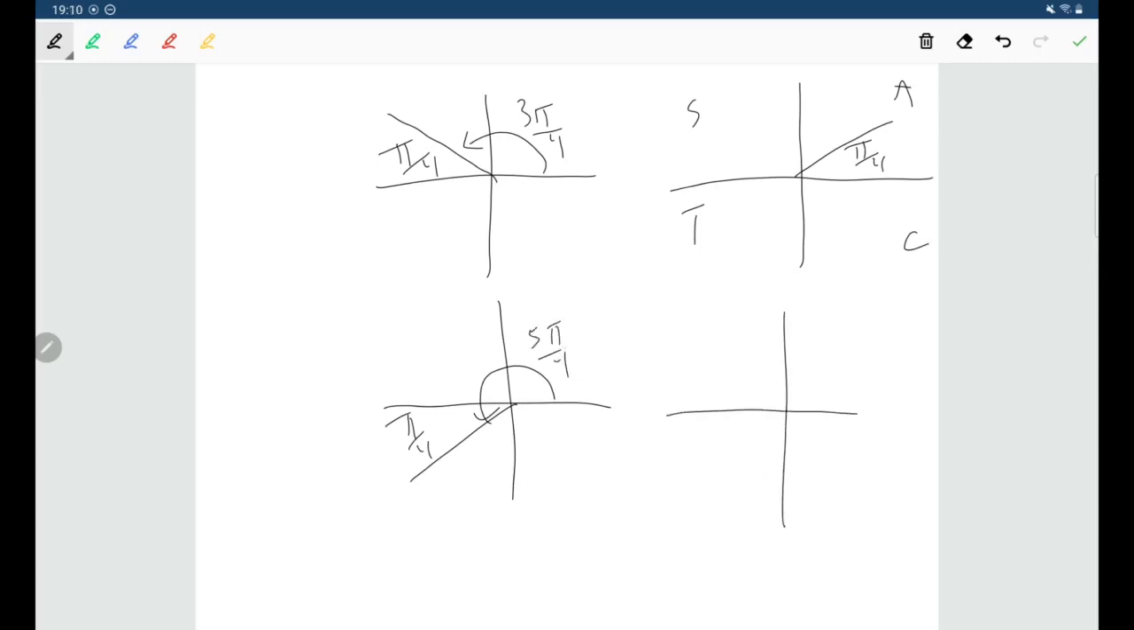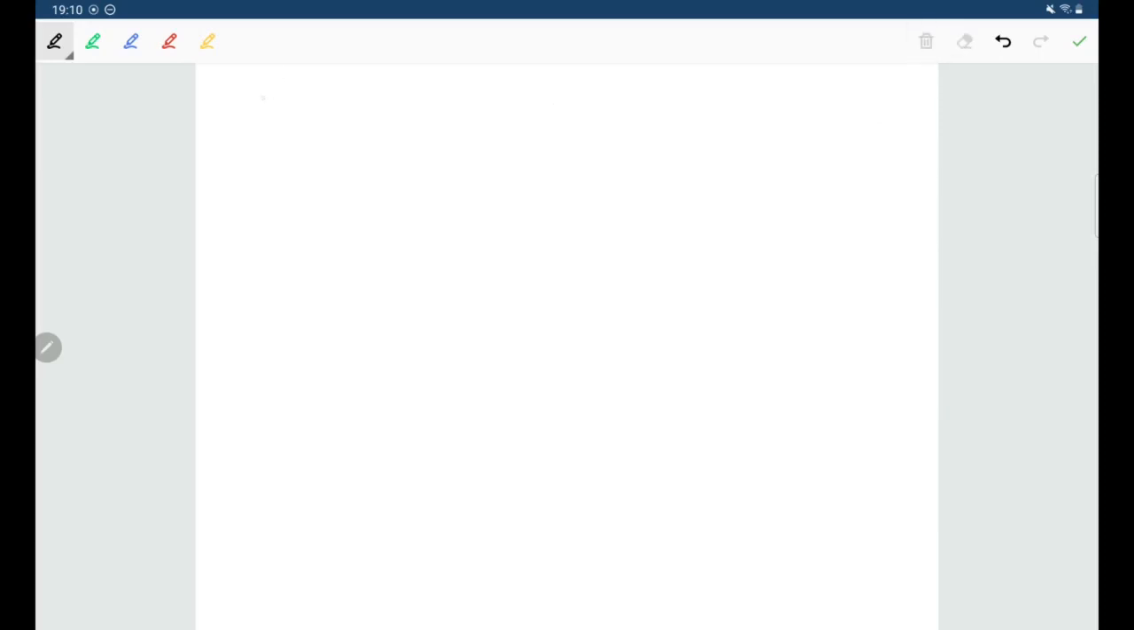And the other one would be in quadrant 4, which is the angle 7 pi over 4. So we're going to actually have 4 solutions here. X could be pi over 4, 3 pi over 4, 5 pi over 4, or 7 pi over 4. And those are all the solutions that we have in our solution set.